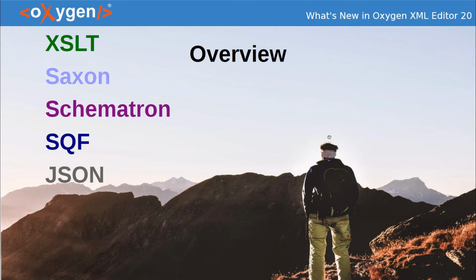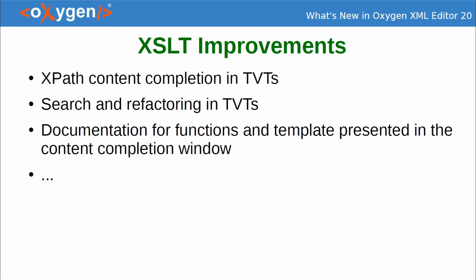So let's start with XSLT improvements. We added full XPath content completion support in text value templates in this new version. Also search and refactoring action, and we added an interesting feature that will present in the content completion window the documentation of the functions and templates, so you can easily determine what the function does, and you can use and pass the correct parameters and get the correct result. I will show you some examples with these new features.